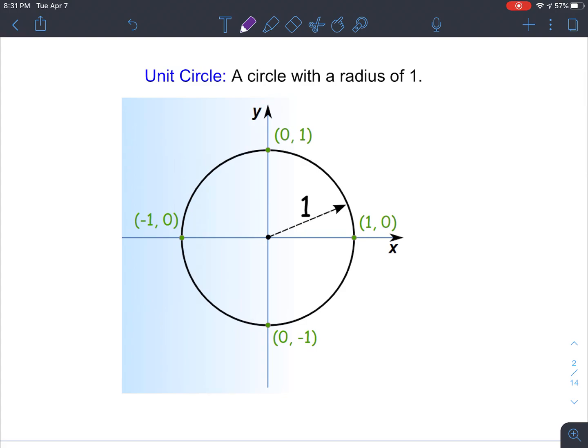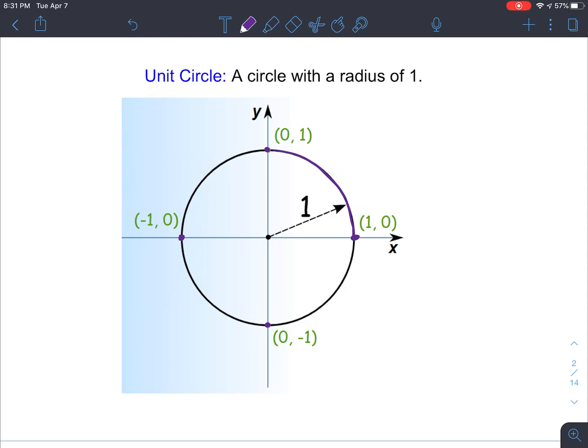So what's the basics of our unit circle? Well, a unit circle is just a circle with radius 1. Okay, so if I drew this on a coordinate plane and we drew a circle, we would have the circle that intersects the x-axis at 1, 0 and negative 1, 0, and the y-axis at 0, 1 and 0, negative 1. Every other point on this circle also has a radius of 1.